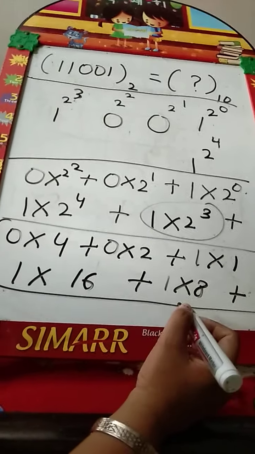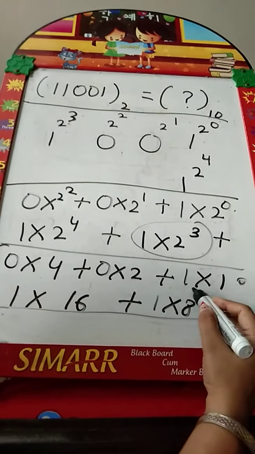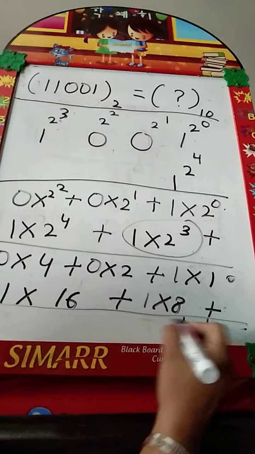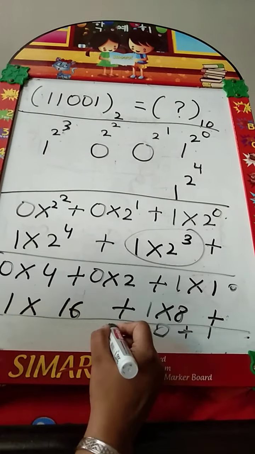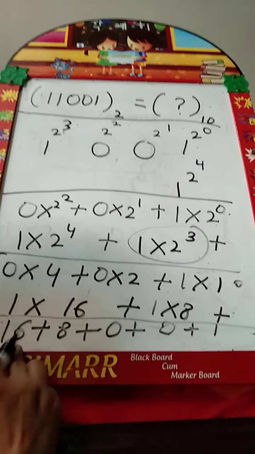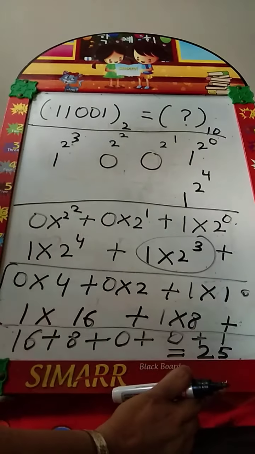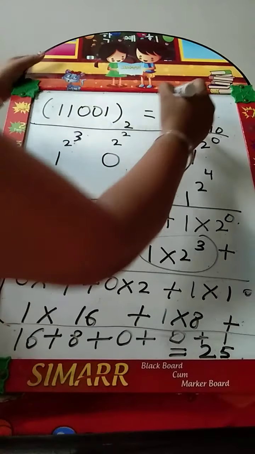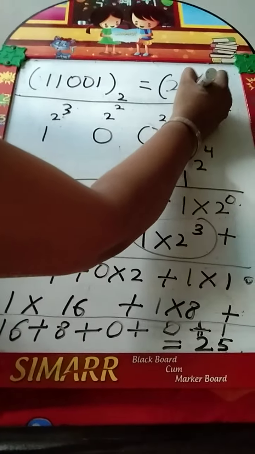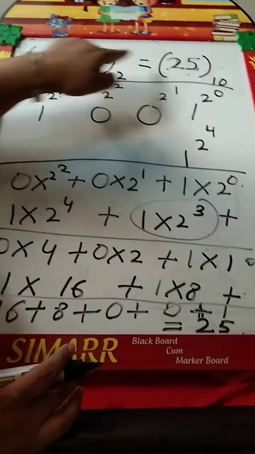Now students, we have to solve from this side. Why? Because we always start from the right side. So 1 one is 1, plus 2 zeros are 0, plus 4 zeros are 0, plus 1 eight is 8, plus 1 sixteen is 16. Now we add these and our answer is 25. So dear students, the answer here is 25. In this way we can convert the binary number system into a decimal number system.